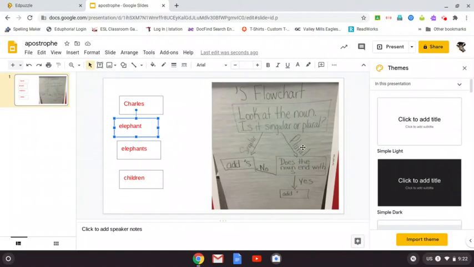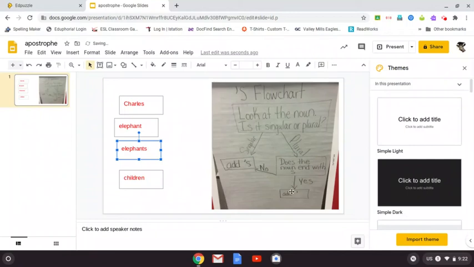You have to look at the plural noun and decide, does it already have an S? Does elephants already have an S? Yes, it does. So then what I'm going to do is, instead of adding an apostrophe S, I'm only going to put the apostrophe right on the other side of the S that's already there. So if it already has an S, I just put it after it.